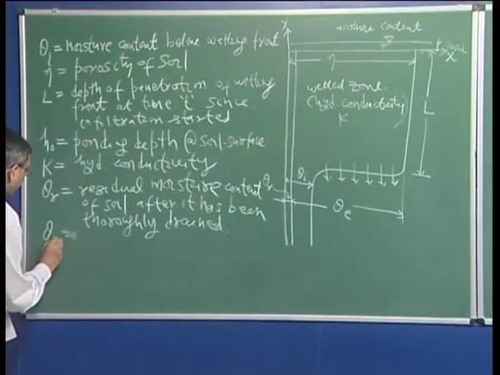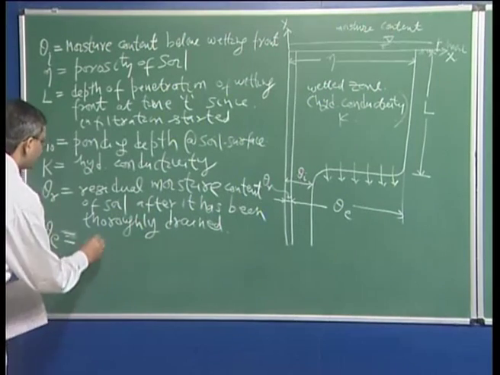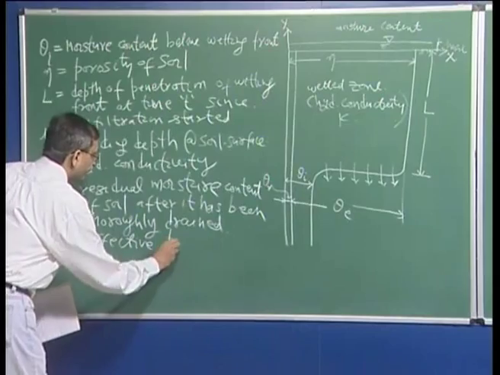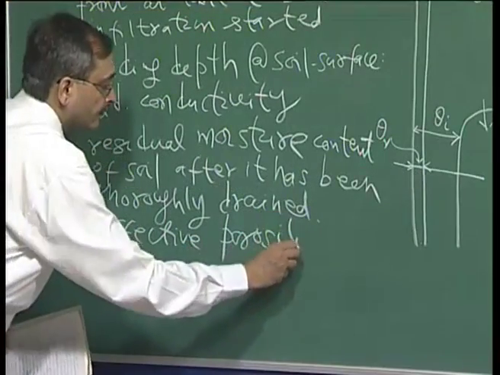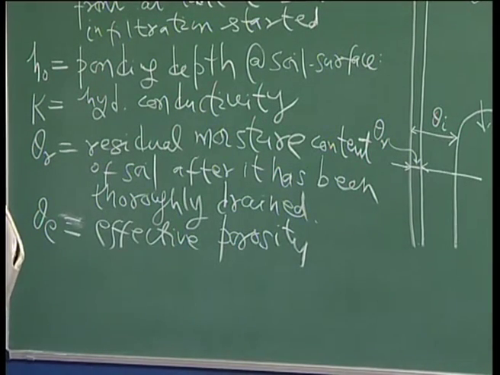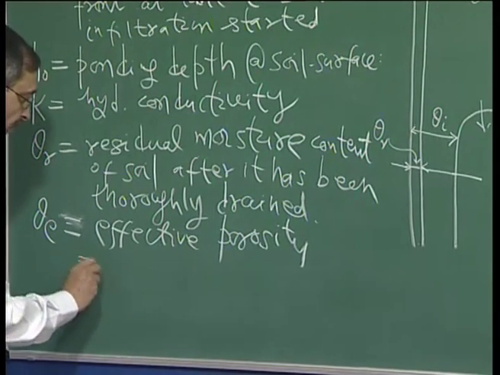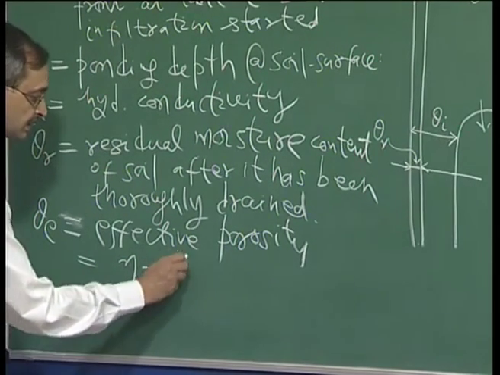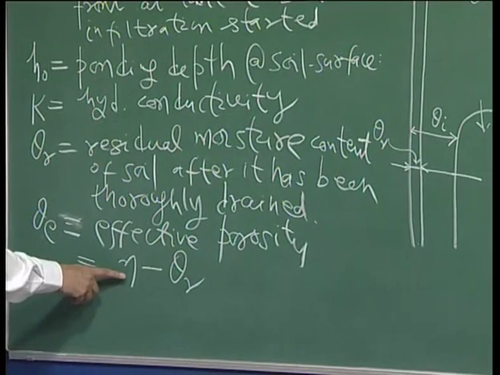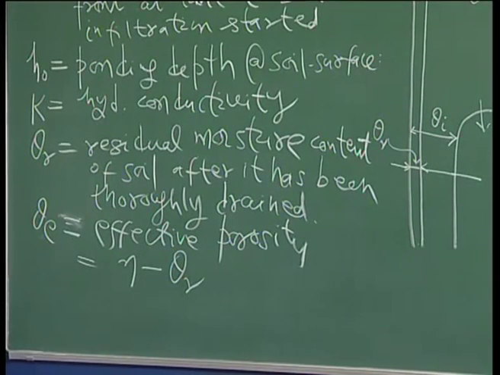We define what theta E actually is. Theta E is the effective porosity. What is effective porosity? It is the porosity which is available for water to use as space. So, this is nothing but the total porosity minus the space which is not available for water to fill in the soil. The effective porosity will be equal to the porosity minus the residual moisture content.